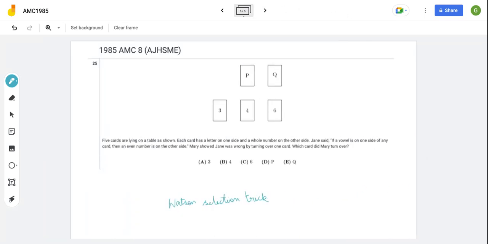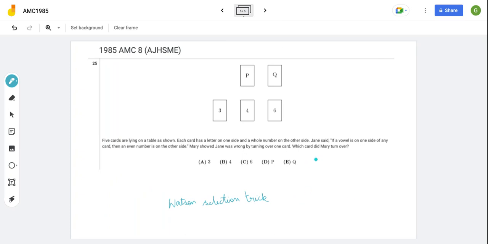5 cards are lying on a table as shown. Each card has a letter on one side and a whole number on the other side. Jane said, if a vowel is on one side of any card, then an even number is on the other side. Mary showed Jane was wrong by turning over only one card. Which card did Mary turn over?